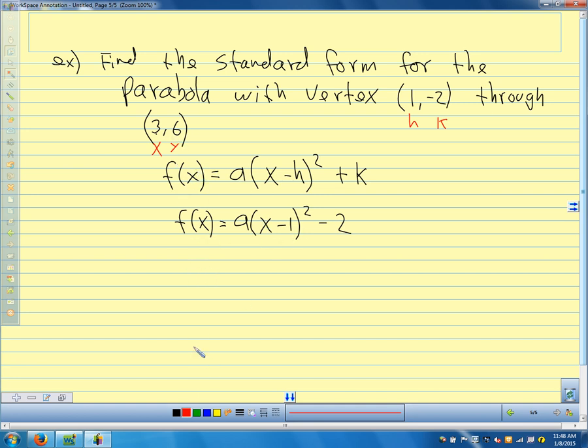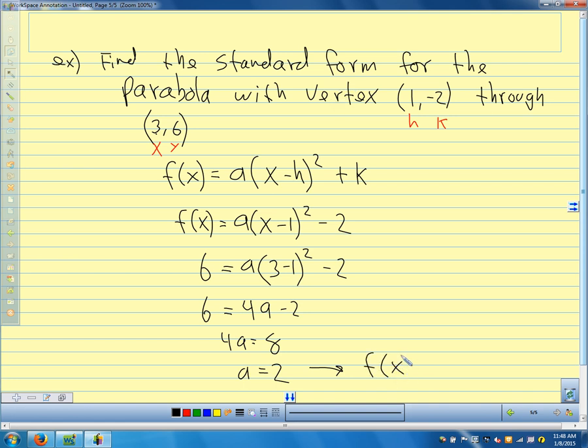So I have f(x) is 6, equals a times (3 - 1)^2, that's x, minus 2. So 6 equals 3 minus 1 is 2, squared is 4, so we get 4a - 2. So 4a equals 8 and a equals 2. So my vertex form, we want the vertex form. Our function is f(x) or y equals 2(x - 1)^2 - 2. And we're set. Sounded complicated, looked like it could be difficult, but not too bad at all.